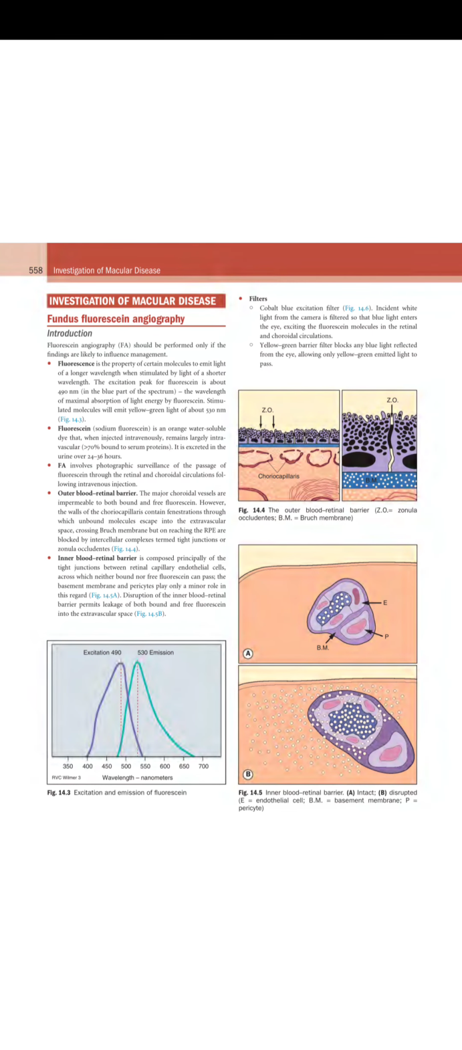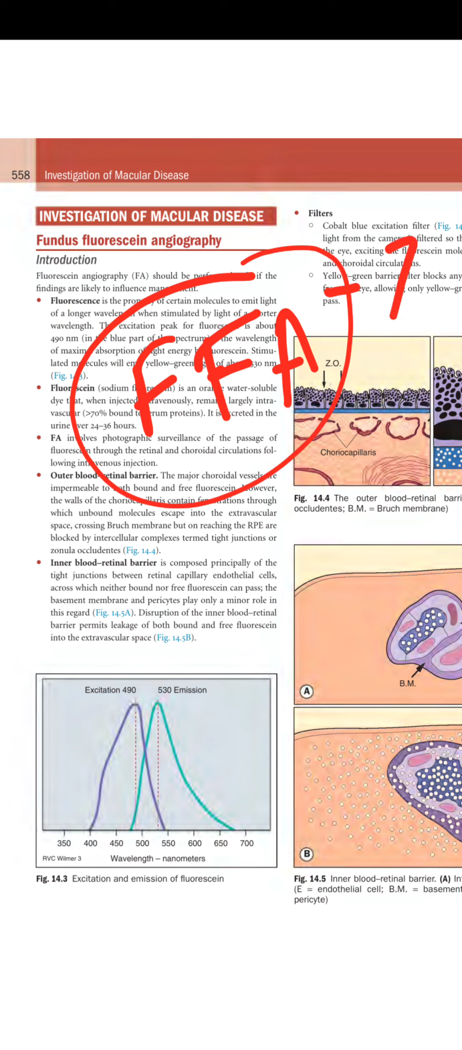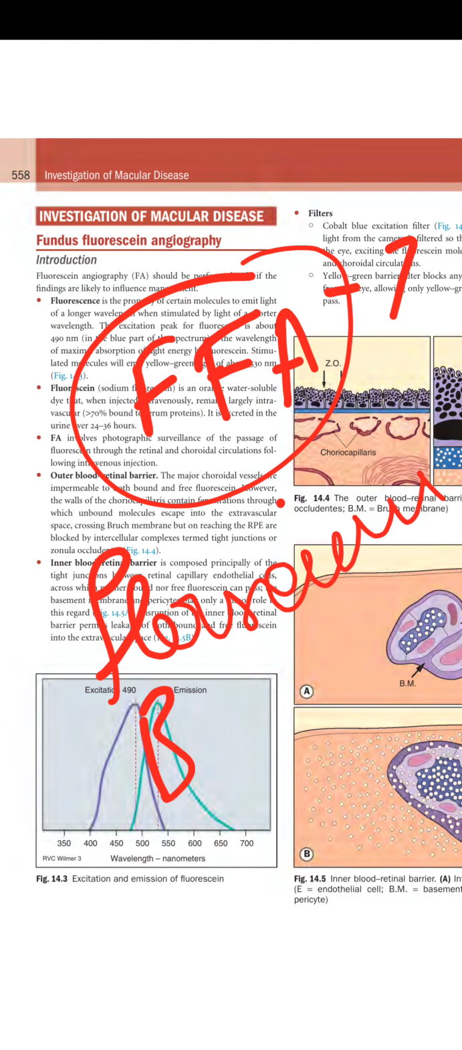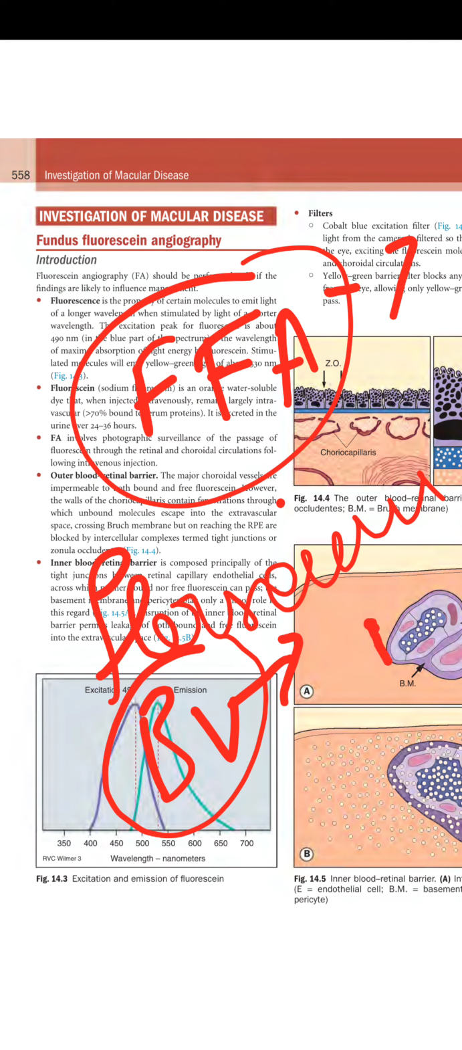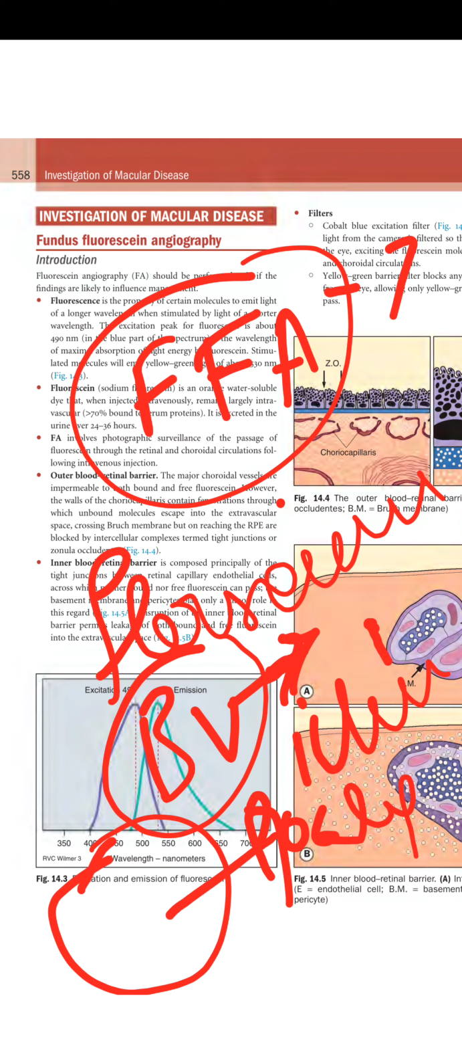So how will you investigate cases of macular diseases? A very important investigation is fundus fluorescein angiography. Fundus fluorescein angiography is basically an investigation technique in which we inject fluorescein into the body. When it reaches the retinal blood vessels, it illuminates any area of leakage from the blood vessels or any area of pooling, and we detect it by imaging the retina.